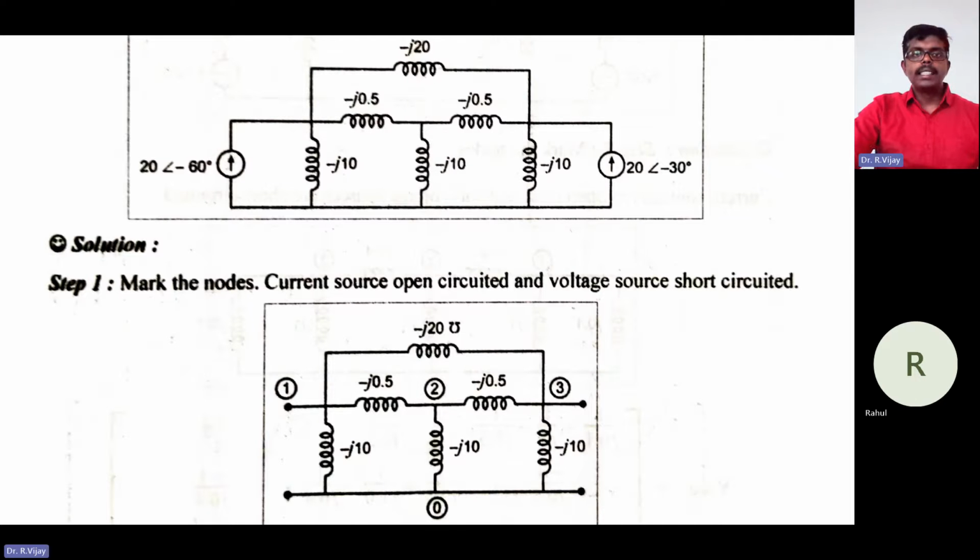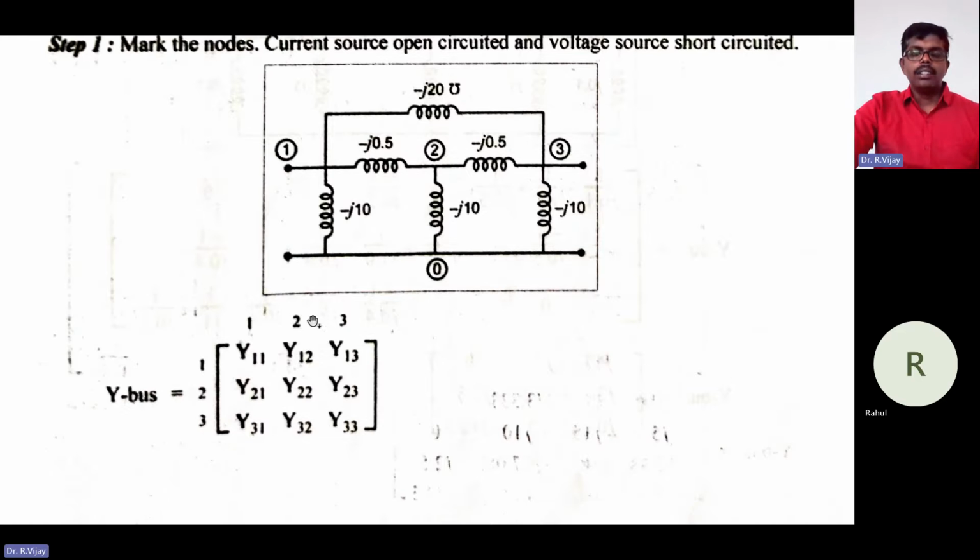Current source means they will keep like this thing. The arrow mark is nothing but current source that you need to remove. So current source is open circuit and voltage source is short circuit. Here it is open circuit. So the first step is mark the nodes and open the current source and short the voltage source. Then the next step.